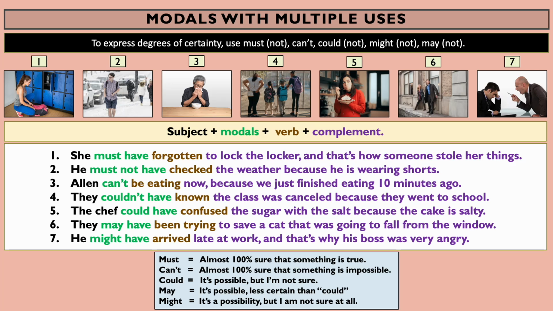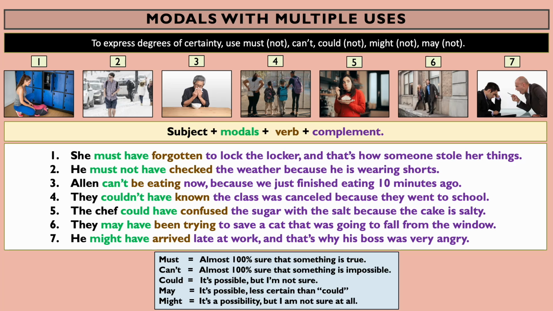So you're almost 100% sure that he didn't check the weather before going out because he's not ready for the weather. For example number 3, Alan can't be eating now because we just finished eating 10 minutes ago. So in this case, in example number 3, you're almost 100% sure that it's impossible that Alan is eating now because you and Alan just finished eating 10 minutes ago.